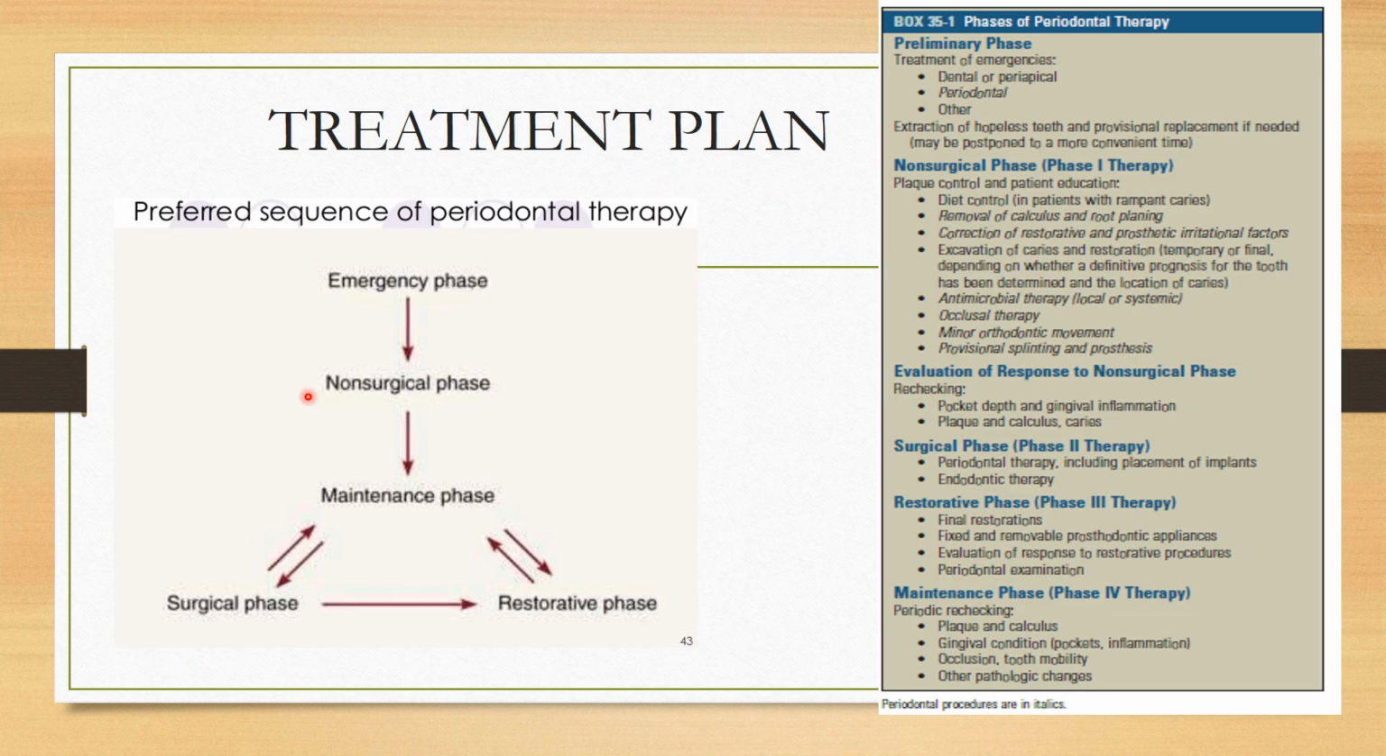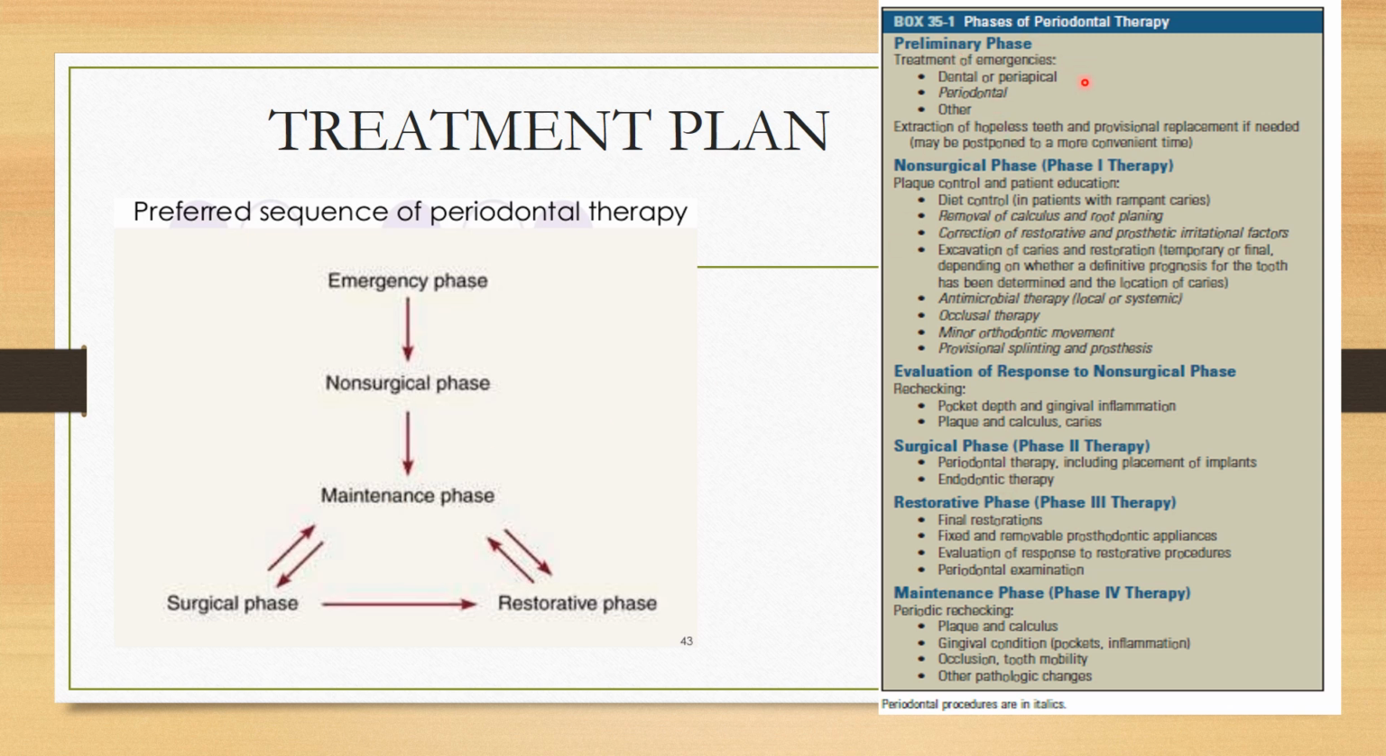So coming to the treatment plan, this is the preferred sequence of periodontal therapy. We have already covered this also, so I am just making it short. That is the emergency phase, non-surgical phase, to maintenance phase. Under phase 2 therapy comes the surgical phase and restorative phase, and again it will come to the maintenance phase. So these are the phases of periodontal therapy.